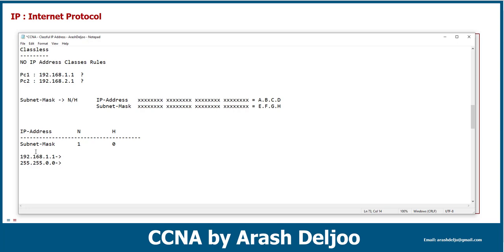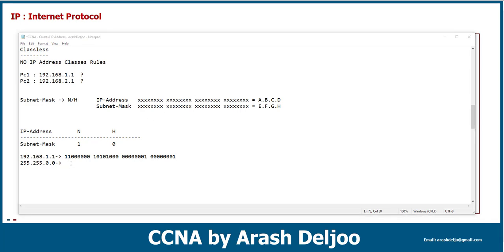192 equal to, for example, this value 11000000. This is the 192. After that 168, 10101000. This is the 168, and then 00000001. After that 00000001. This is the 192.168.1.1 in binary presentation.